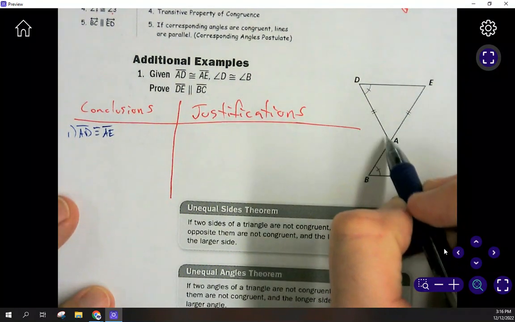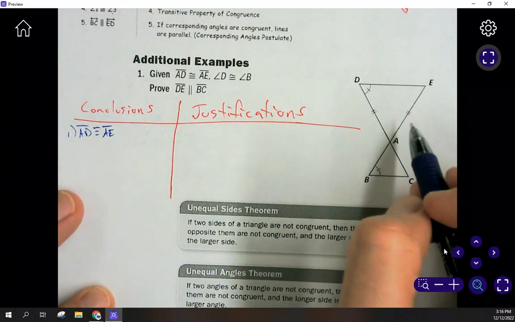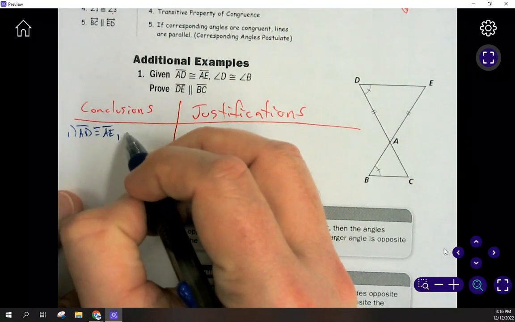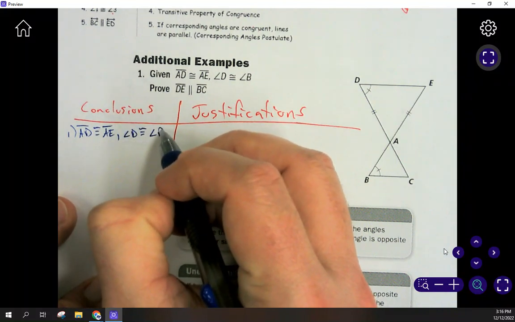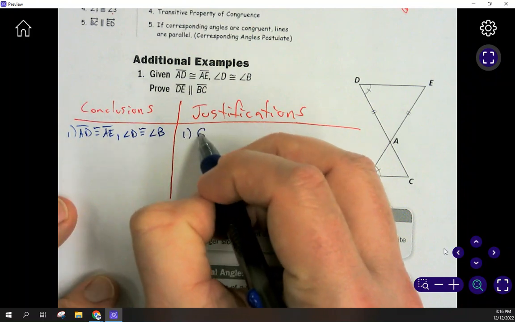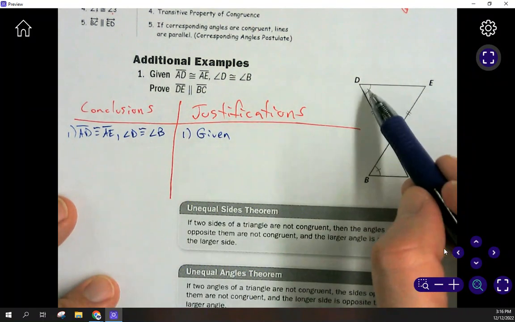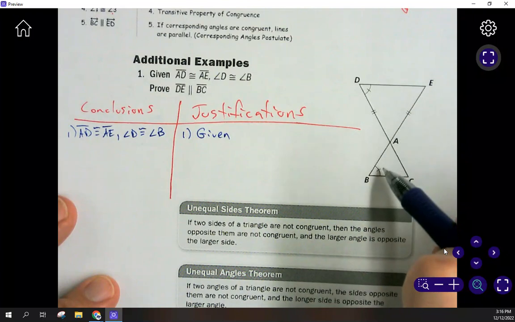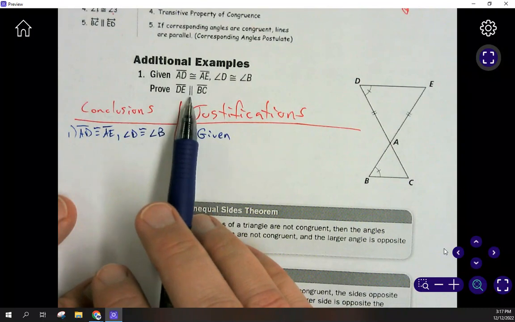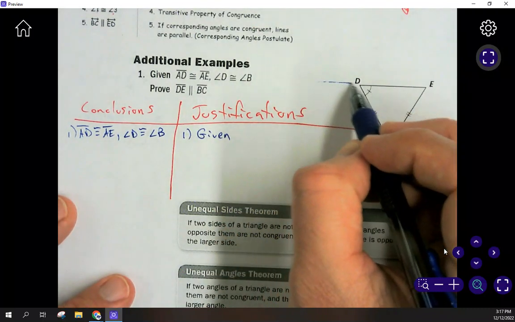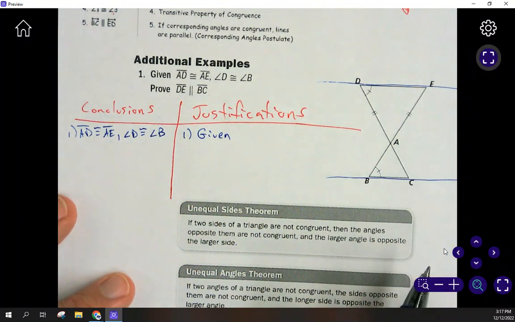If you take a look at the picture that's marked for you, these markings tell you AD is congruent to AE. And then angle D is congruent to angle B. And that's all just part of my given. And that second part, angle D and B, you can see they are congruent right here. So our last line is going to prove this line is parallel to this line.